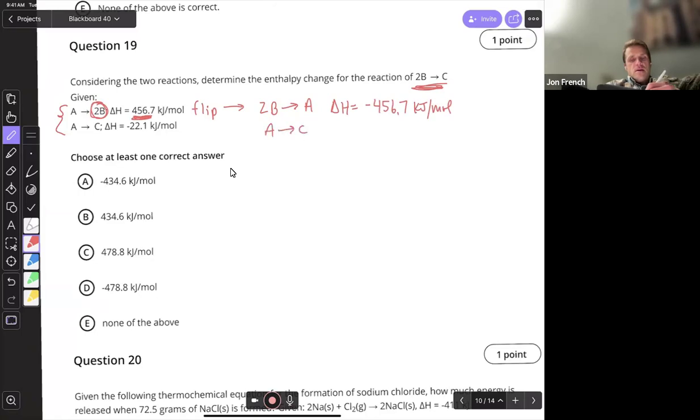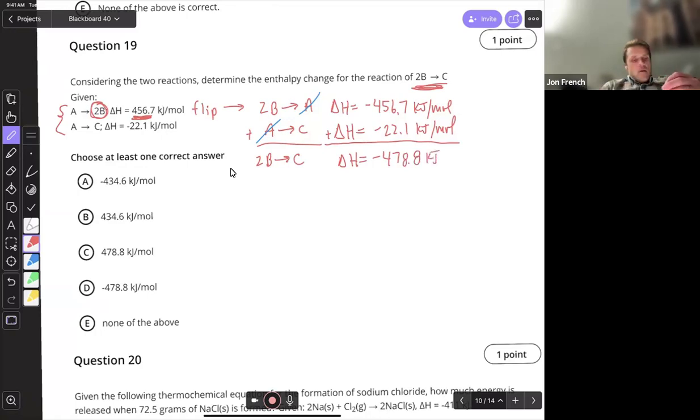And then A going to C, I add these two reactions together. Oops, I need our delta H as well. That's minus 22.1. Add our reactions together, add our delta H's together. 2B goes to C, and then the delta H for this overall reaction is minus 478.8. Yeah, choice D for question 19.